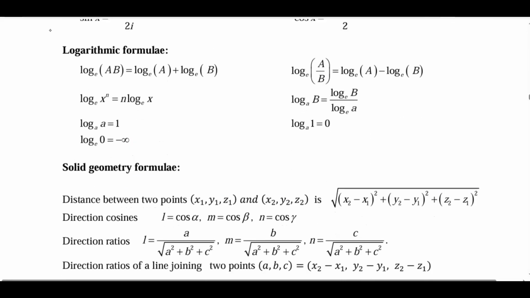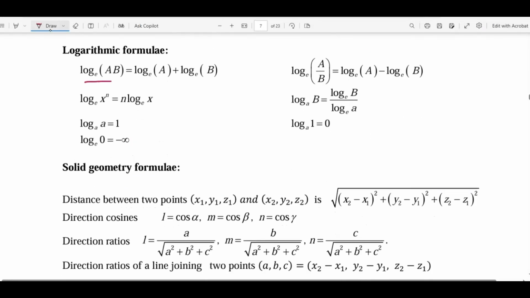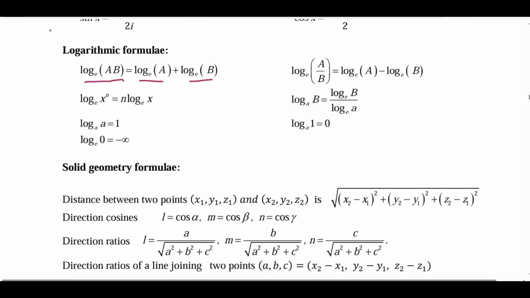Then you have logarithmic functions. What is the logarithmic function? Log e of ab will be log e a plus log e b. Whenever it is a product, we can separate them by using the plus sign. Whenever it is a division, we can separate them by using subtraction. Whenever it is a power, we can take that as a constant coefficient of the log.